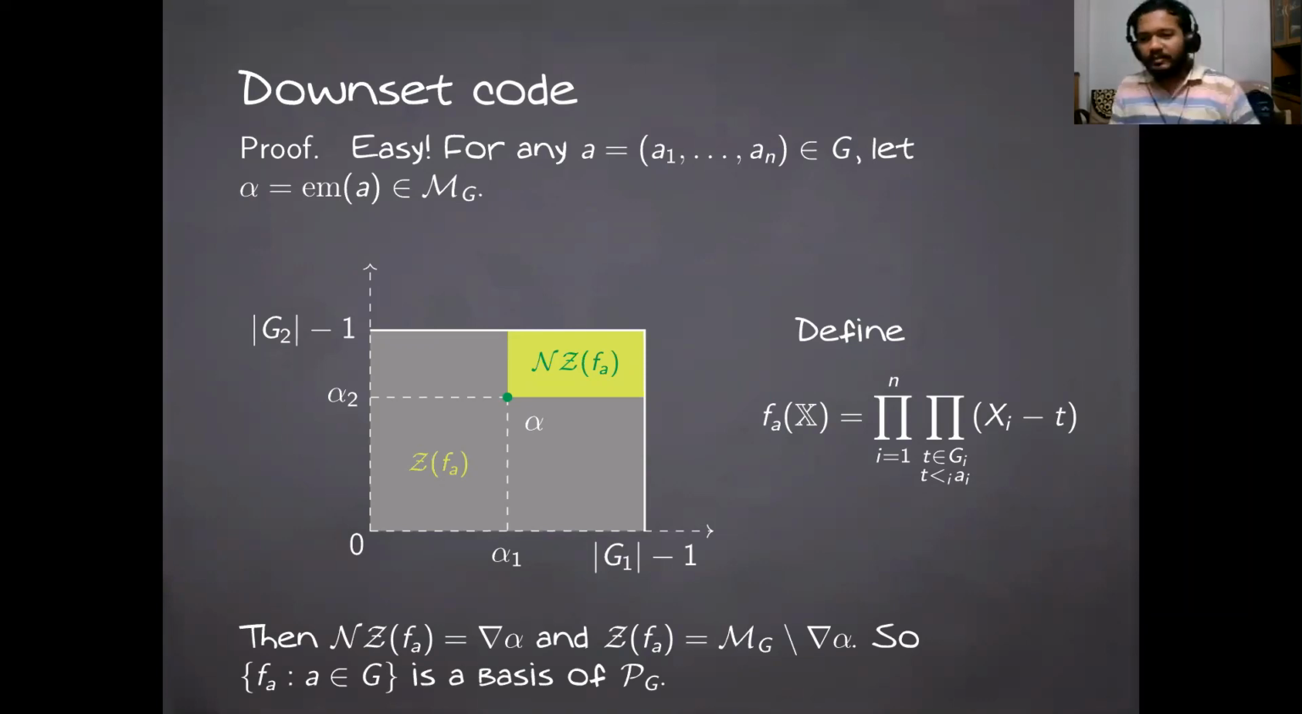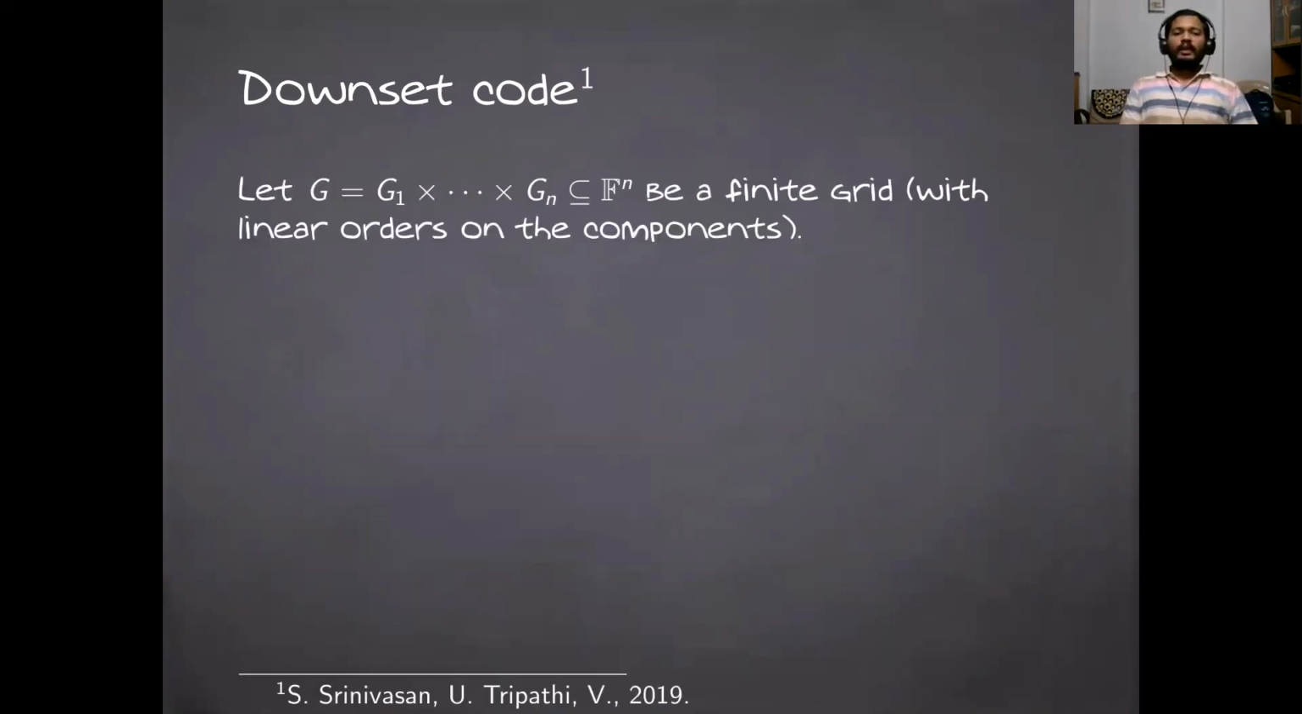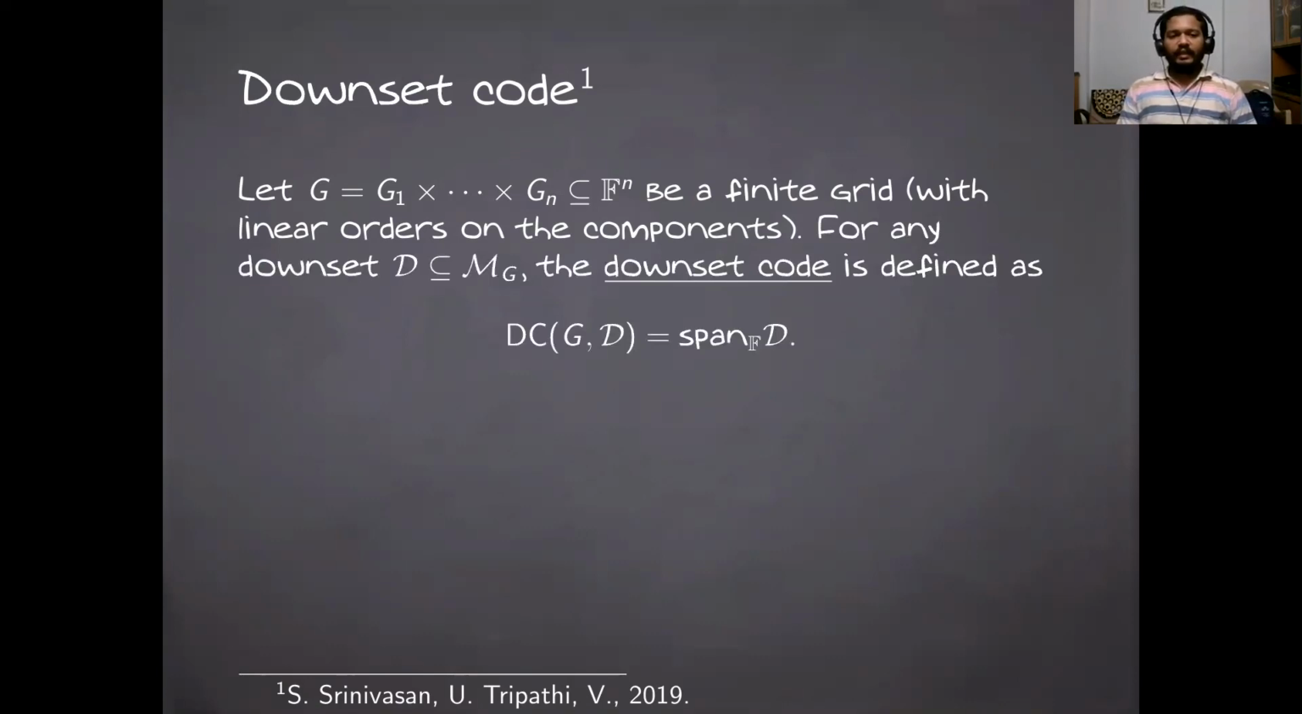Okay, so that's the proof idea. So what are downset codes? We start with a finite grid and take a downset inside M sub G, a set of points which is closed under taking shadow. And the downset code is essentially the span of all the monomials indexed by those points.